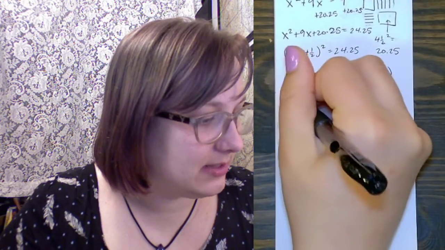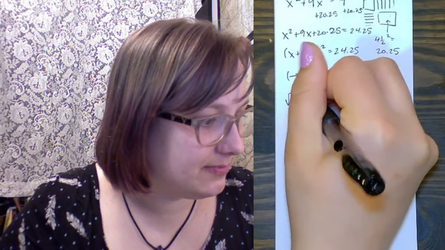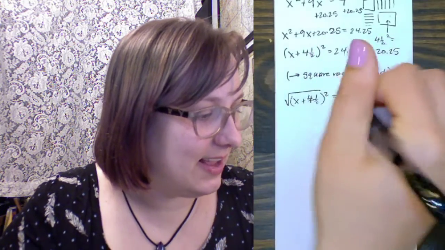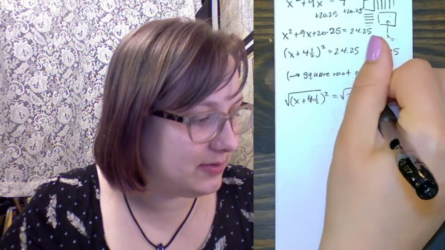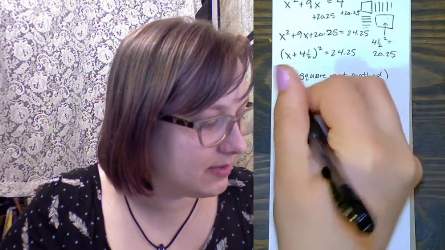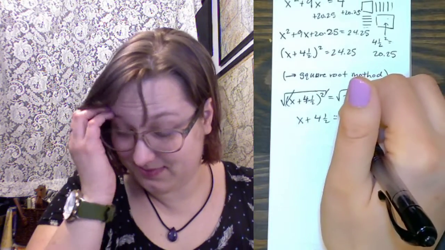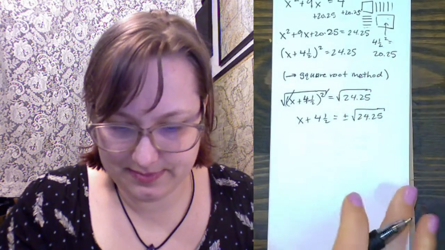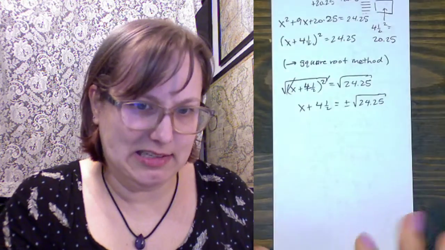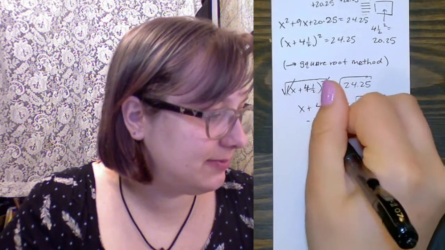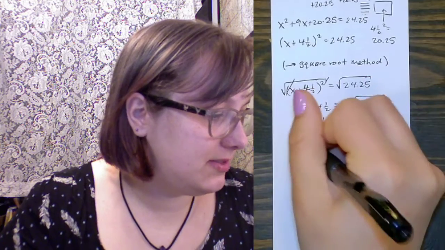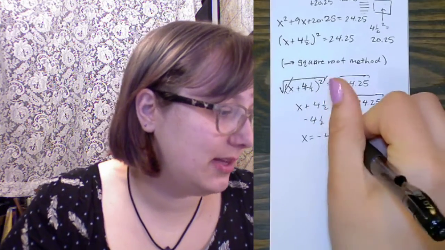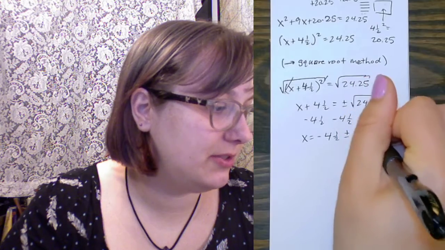So I'm going to square root the x plus 4 1/2 squared, and I'm going to square root the 24.25, which is not a nice number. So I get x plus 4 1/2 equals plus or minus the square root of 24.25. I didn't write this actual number down when I did this for my Algebra 1 kids. So subtract 4 1/2. So x equals negative 4 1/2 plus and minus the square root of 24.25.